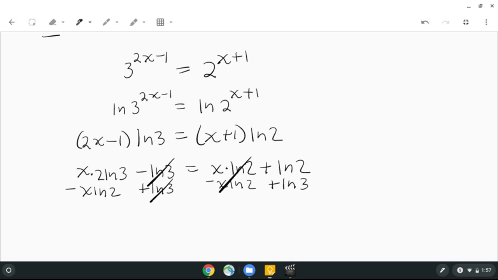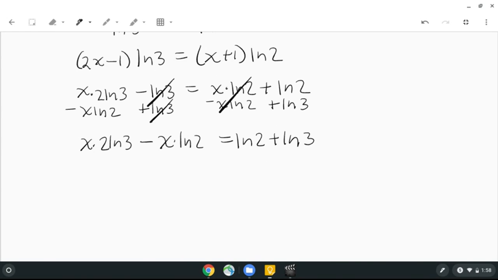On the left-hand side, I'll be left with x times 2 ln 3 minus x times ln 2. And over here on the right-hand side, I'll have ln 2 plus ln 3. So all my x's are on one side, all of my non-x's are on the other side.